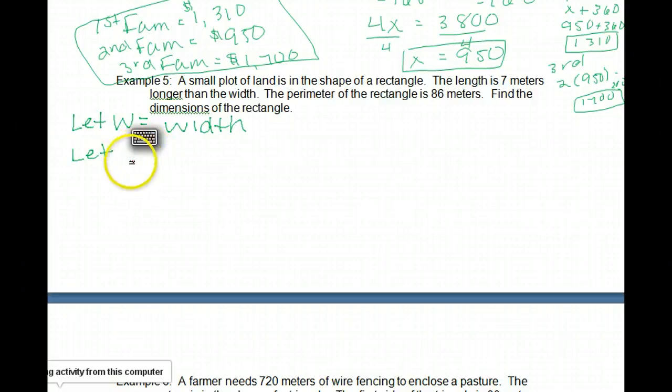And then we have to write an expression for the length. It says that length is 7 longer than the width. Longer than is an indication that we're working with addition. So we're going to add 7 to that length.